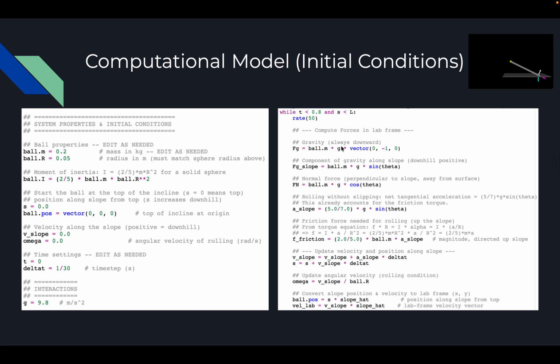This includes our gravity, but it's on an incline, so we need to calculate along the slope, which includes the angle. Same thing for normal force. Then we have to do rolling without slipping, so our acceleration is equal to the equation that we previously derived. Then we have our force of friction, and then we have our velocity and position along our slope, and then we have our angular velocity.